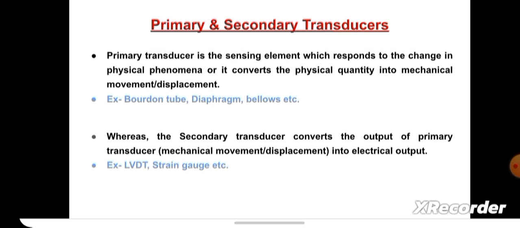Next is primary and secondary transducers. Primary transducer is the sensing element which responds to the change in physical phenomena, or it converts the physical quantity into mechanical movement or displacement. Examples are Bourdon tube, diaphragm, bellows, etc. Whereas the secondary transducer converts the output of the primary transducer, which is mechanical movement or displacement, into electrical output. Examples are LVDT, strain gauge, etc.